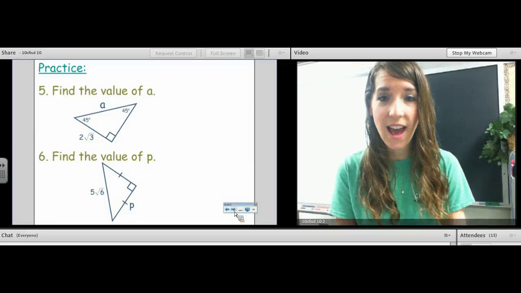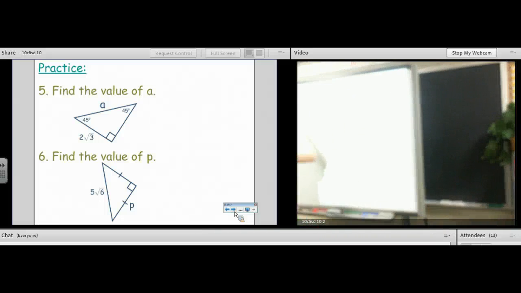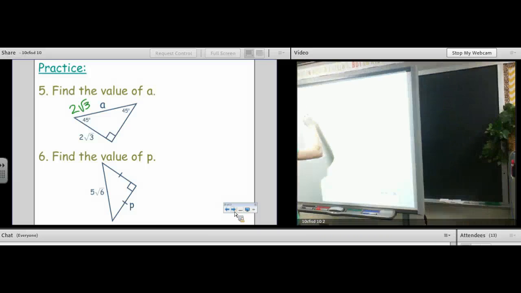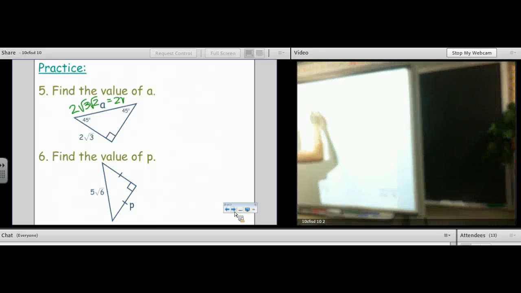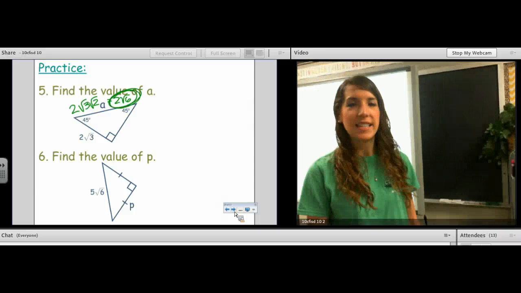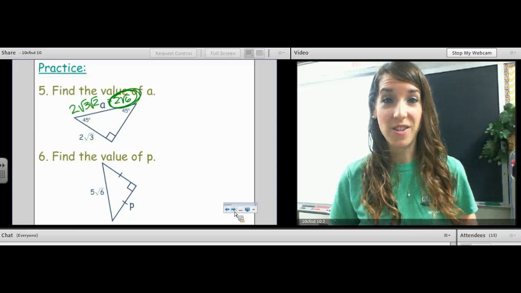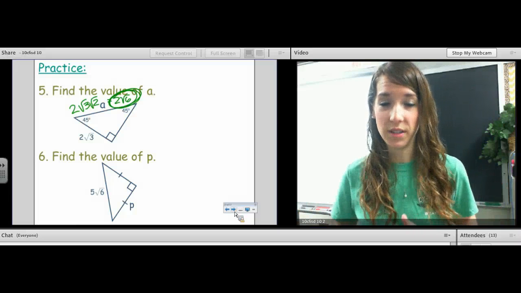Yeah, Hussein, yeah. 2 root 3, times root 2. Very good. See why we had to spend so much time adding and multiplying radicals? Because we needed it. We needed those tools in our back pocket.